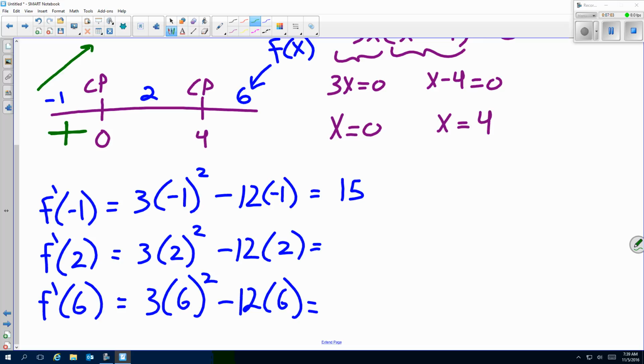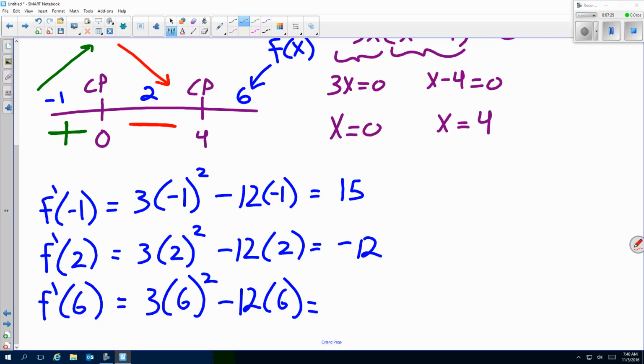Now let's plug in my 2. 3 times 2 squared is 12 minus 12 times 2. Well, that's 12 minus 24. 12 minus 24 gives me negative 12. Again, I don't really care what the number is. I just care about the fact that it's negative, meaning that I have a downward slope.